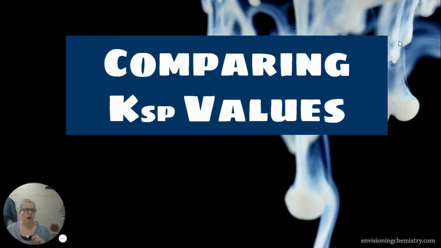Hey everybody, I just want to go over quickly with you a unique thing about Ksp values compared to other Ks. If I'm talking about a Ka value for an acid and I see a Ka value that has 1 times 10 to the negative third and a Ka value that's 1 times 10 to the third, I can definitively say that the Ka with 1 times 10 to the third has turned more into product than the Ka with 1 times 10 to the negative third.